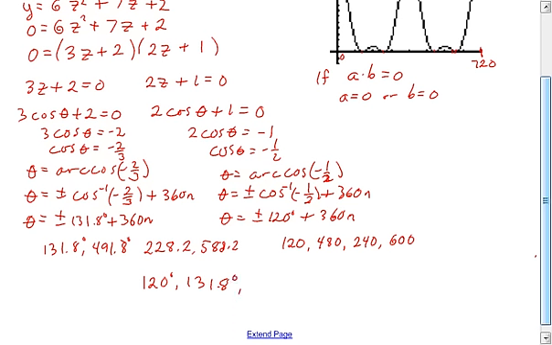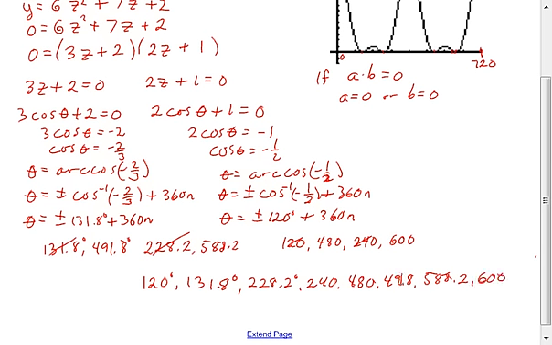Let's see, what's the next one? 228.2, 240. So I got that one, that one, that one, that one. 480. 491.8, 588.2, there's a 131.8 in there, and 600. Okay, so those are all the solutions.